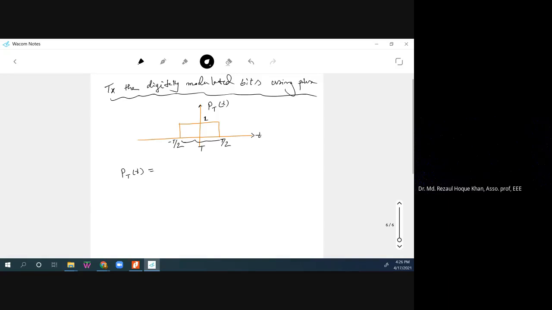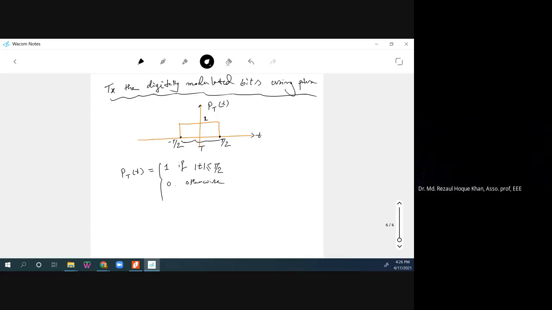Now, what are the characteristics of this pulse p(t)? It has amplitude 1 for what duration? If the magnitude of t is less than T by 2, or otherwise it is 0, right? It's up to this point. Otherwise this p(t) is 0.